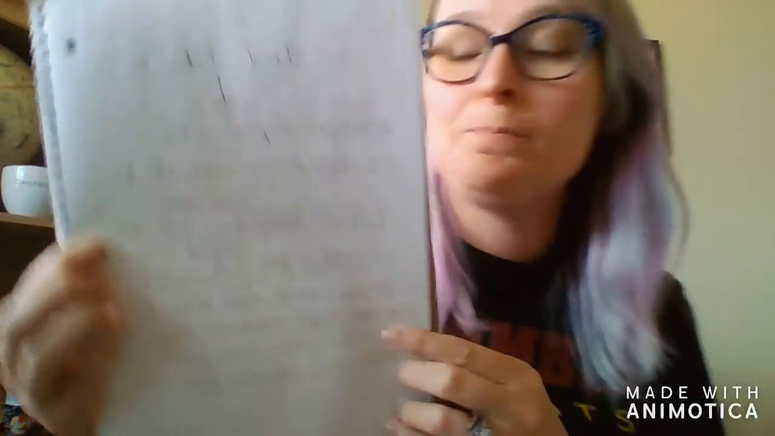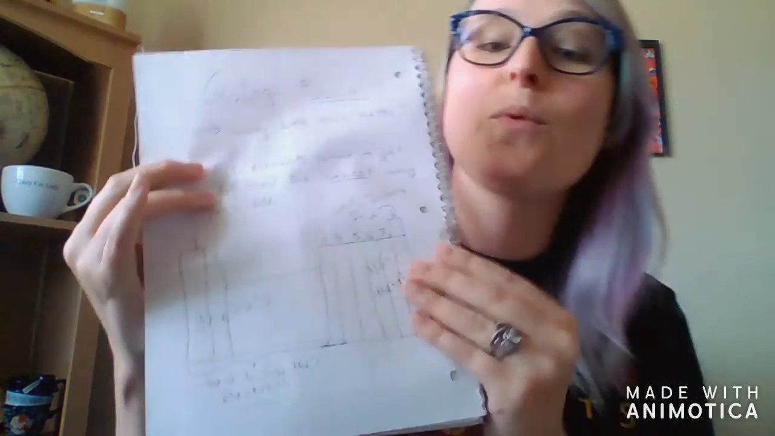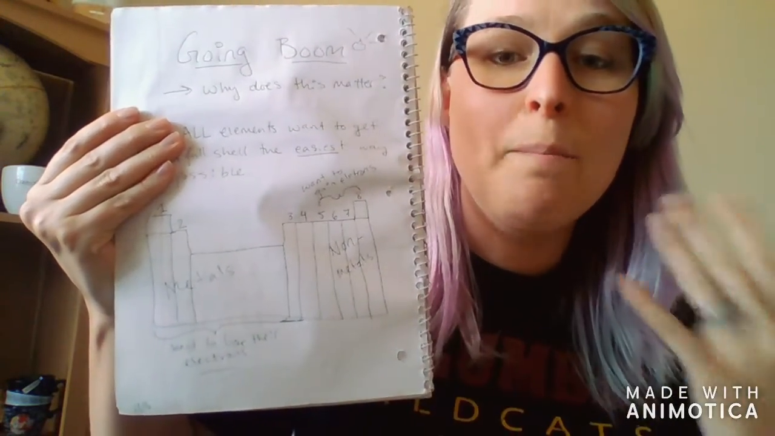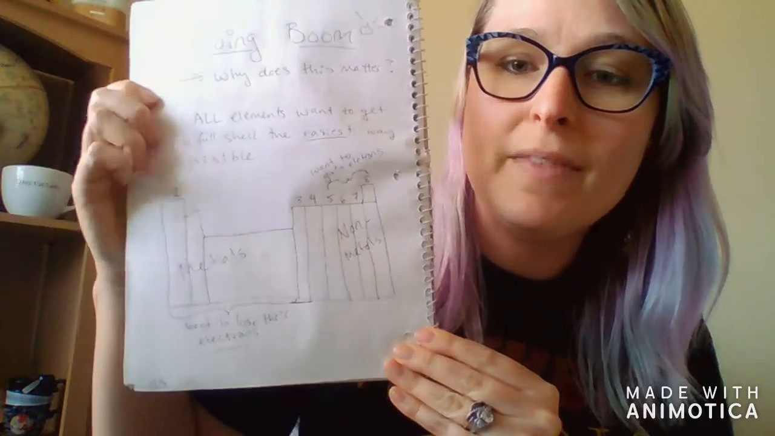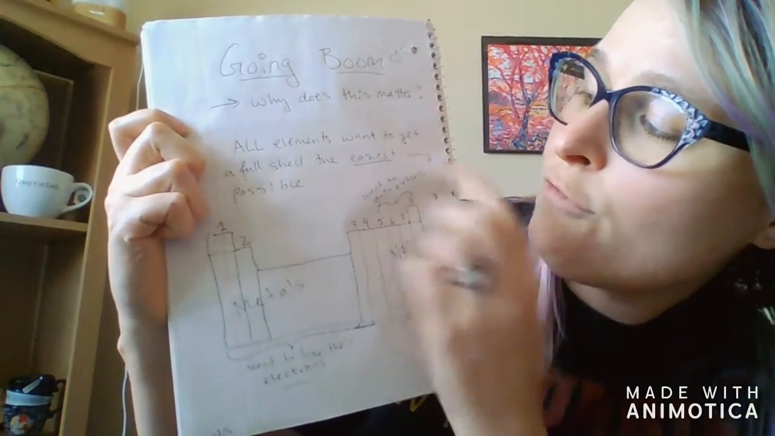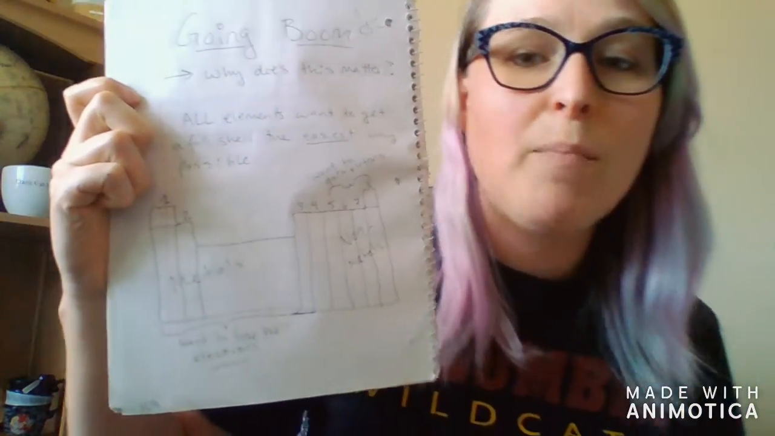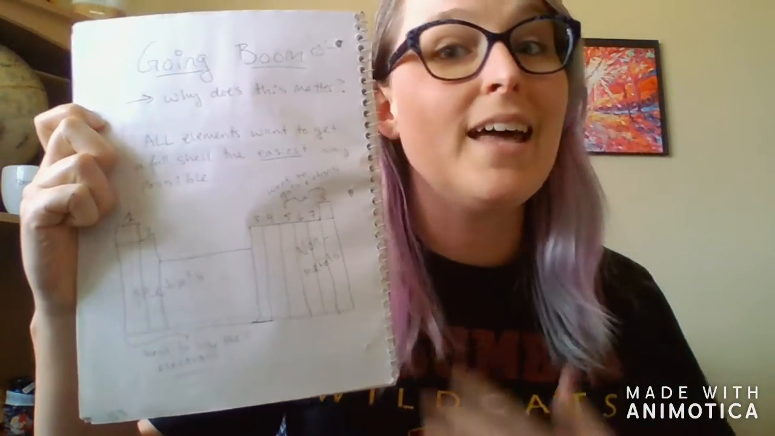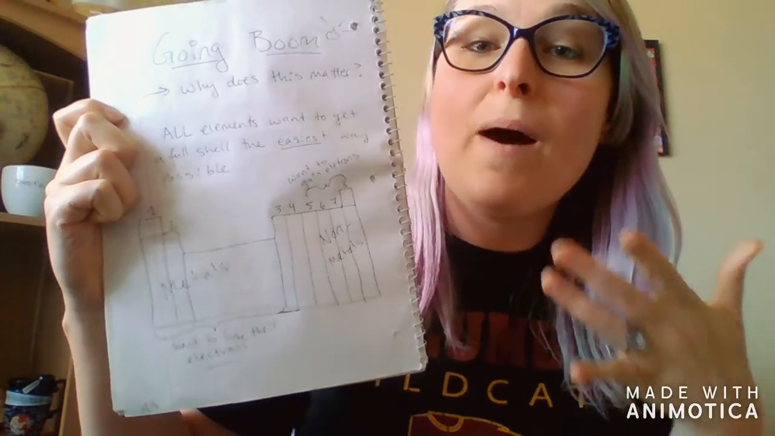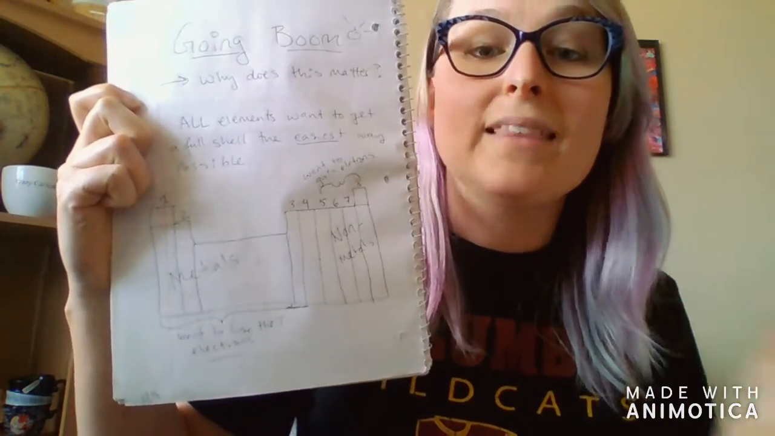All right, so our last piece here that we want to talk about is going boom, right? So we're looking here at why does this matter? And I've already kind of talked about that a couple of times, but I want us to note all elements want to get a full shell the easiest way possible. So nature is just like us because we're a part of nature. We're going to do the easiest thing possible. Just think about water finding the easiest path. Electrons and elements are going to do the exact same thing.